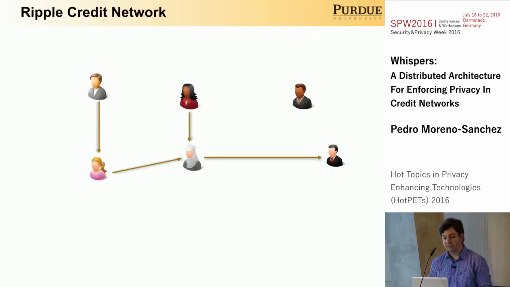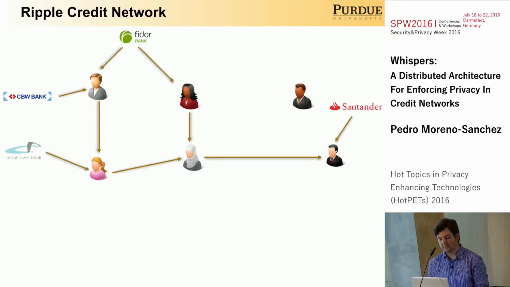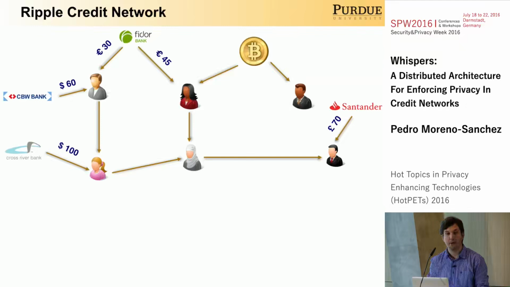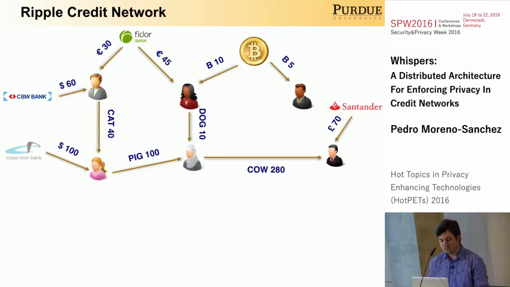In this work, we focus on the Ripple credit network, and one key point here is that accounts in the Ripple network represent not only users, but also banks like CBW and Cross River in the United States. In Europe, we have the example of Fidor and Santander. Ripple also integrates gateways, or cryptocurrency gateways, that allow the use of cryptocurrencies inside the Ripple network. In this manner, Ripple integrates several currencies, in particular fiat currencies like dollars, euros, pounds, also cryptocurrencies like Bitcoin, and even user-defined currencies like dog, cat, pig, or whatnot.